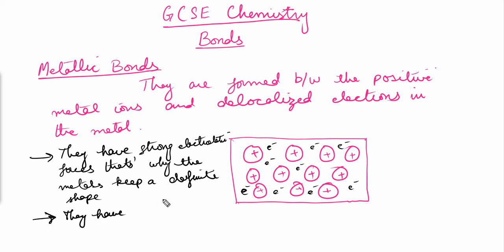They have high melting points and boiling points. MP means melting point, BP means the boiling point. And the last point that you have to remember is they are good conductors of heat and electricity because of the delocalized electrons.